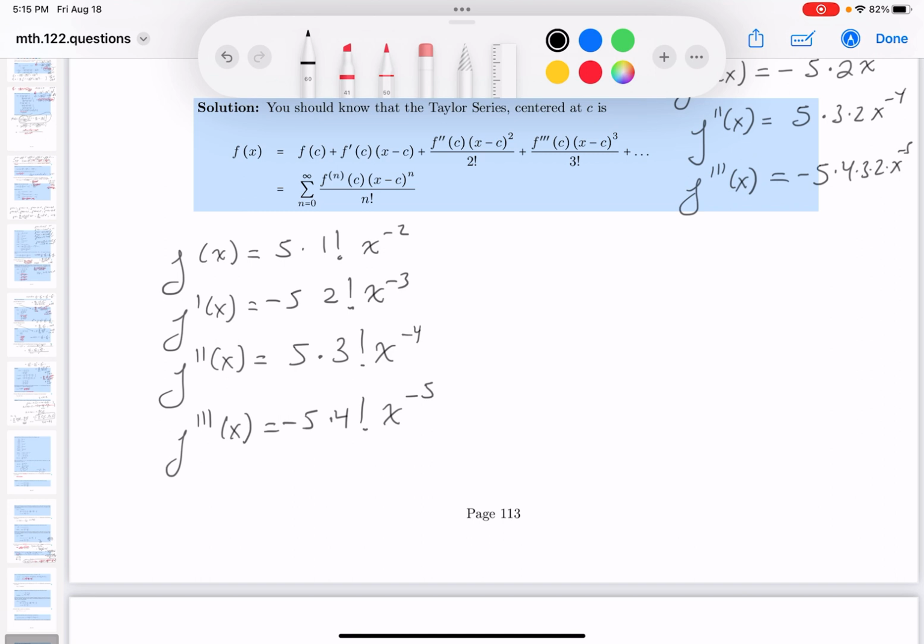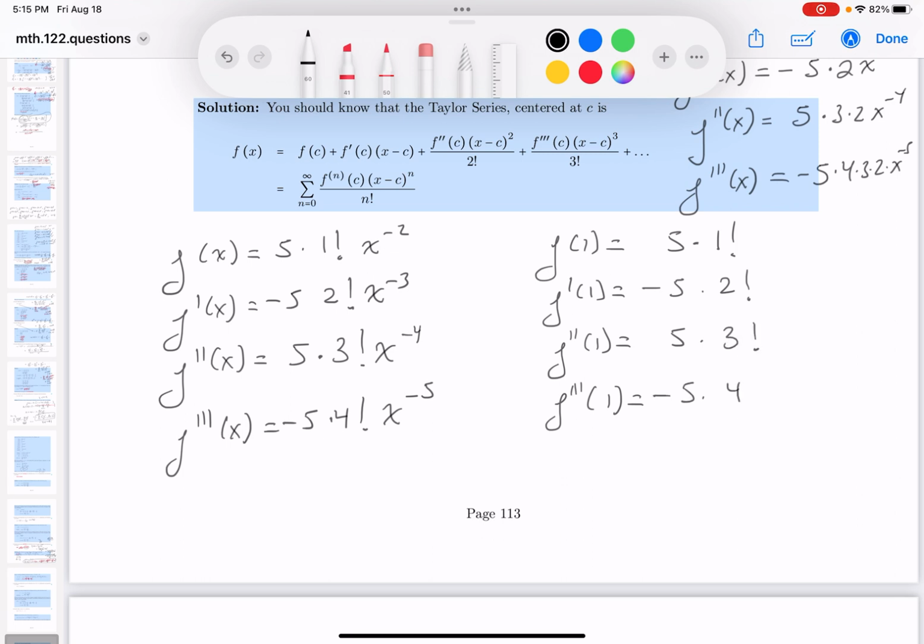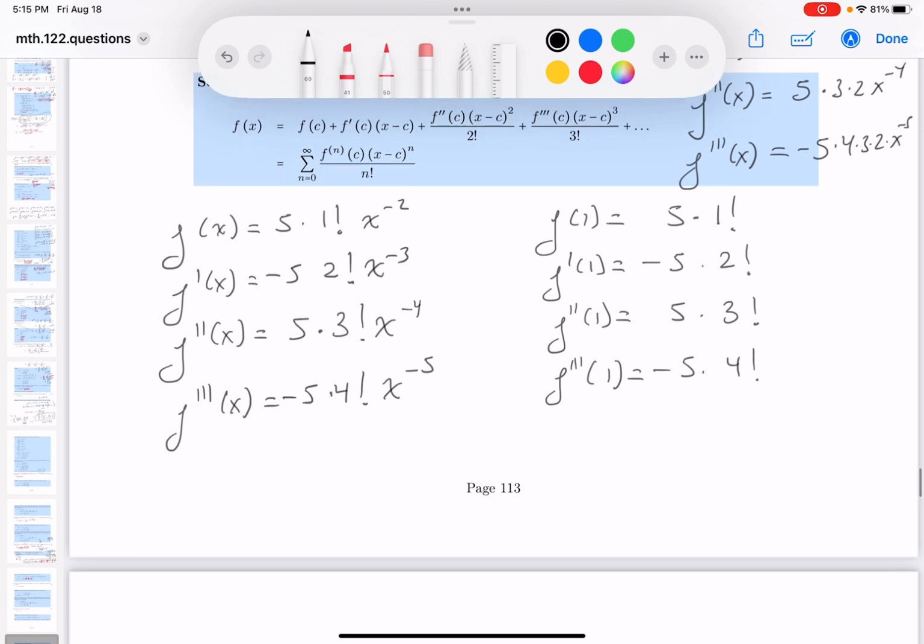And I'm going to start writing these down now, and I'll start to erase things too. But I'm not going to multiply. I'm just going to write down the pattern for you. Five, 1 factorial. Minus 5, 2 factorial. 5, 3 factorial. Minus 5, 4 factorial. Super predictable. So what I'm going to do now is write down the pattern for f of x.